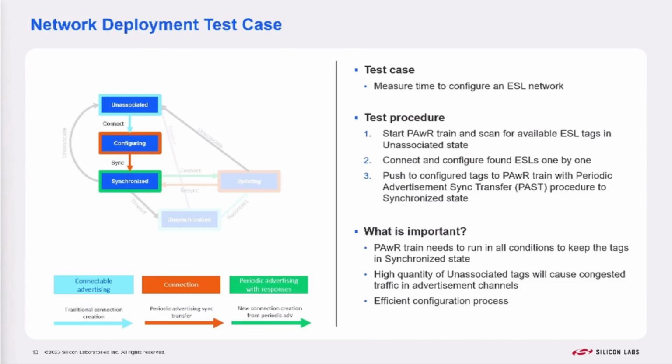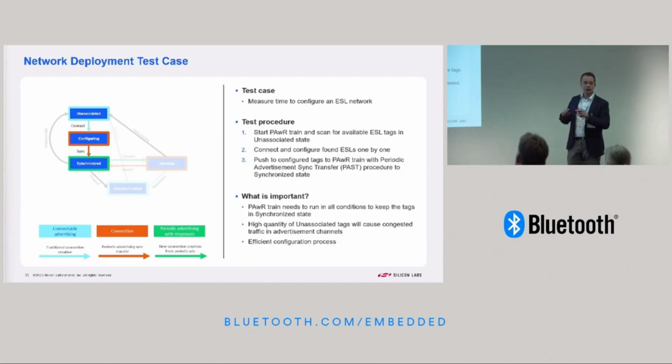We configure them. And there's one Bluetooth feature I did not share up to now. We are pushing the devices to this PAWR train by periodic advertisement sync transfer, PAST. That's a feature that has been developed by Bluetooth already before, and we utilize the benefit of that here. Once all the tags are there, synchronized, the radio environment is nice and calm. Everybody's just listening for the heartbeat coming from the access point. Everything is time synchronized.